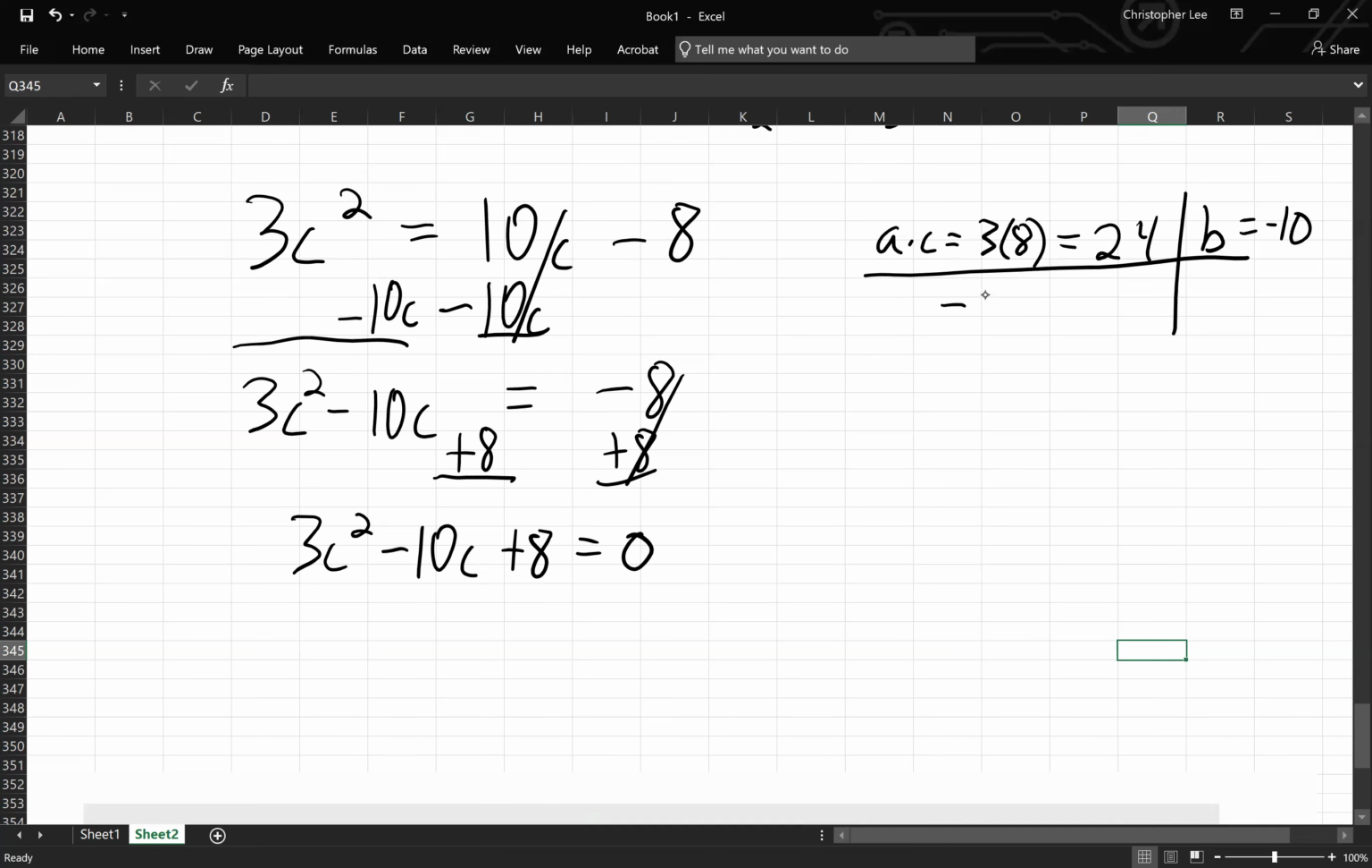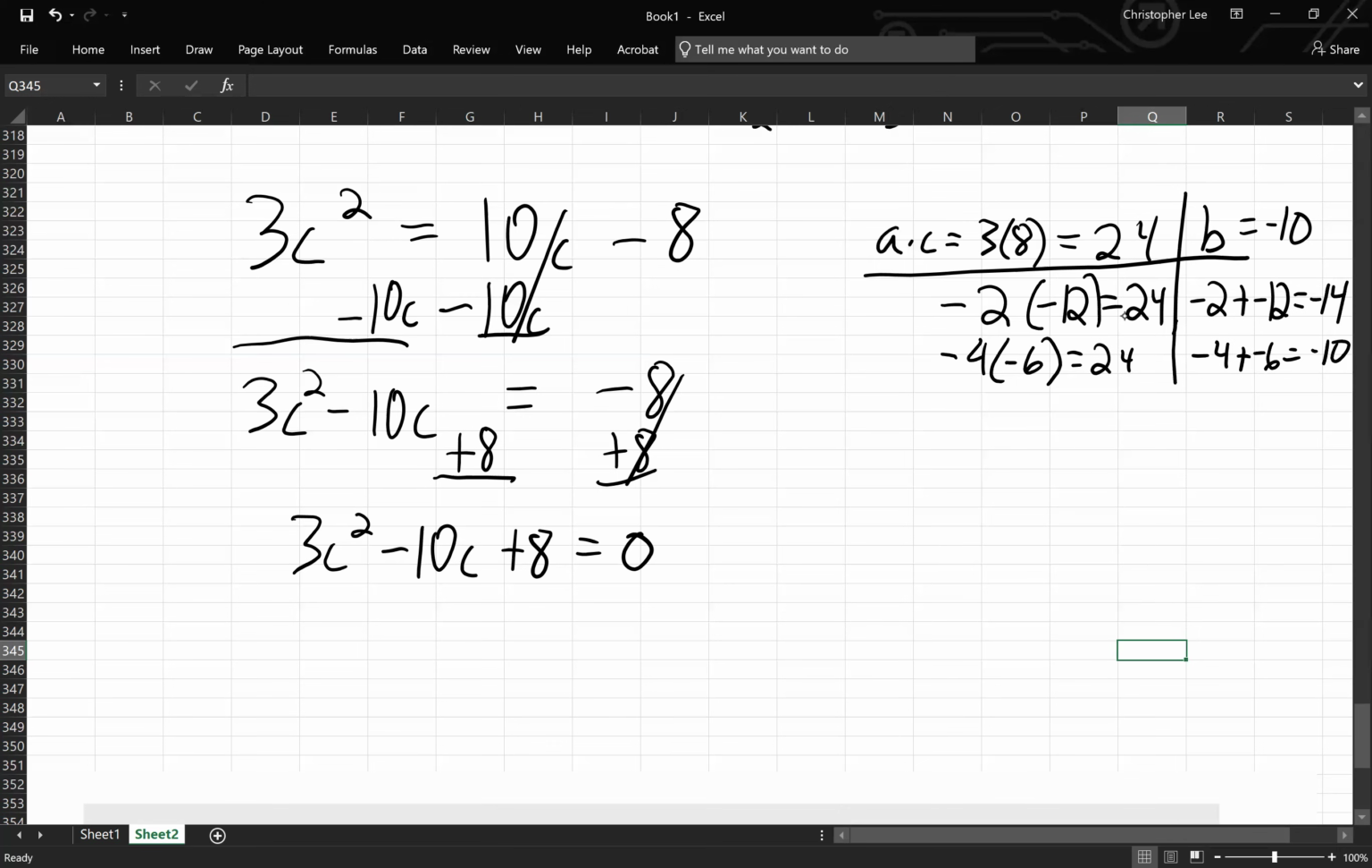Negative 2 and negative 12, right? So negative 2 times negative 12, that is positive 24. And negative 2 plus negative 12, that's negative 14. So not that one. Give me two more. Negative 4, negative 6, right? So negative 4 times negative 6, that's going to give me a positive 24. And negative 4 plus negative 6, that's a negative 10. Perfect. That's the one, right?